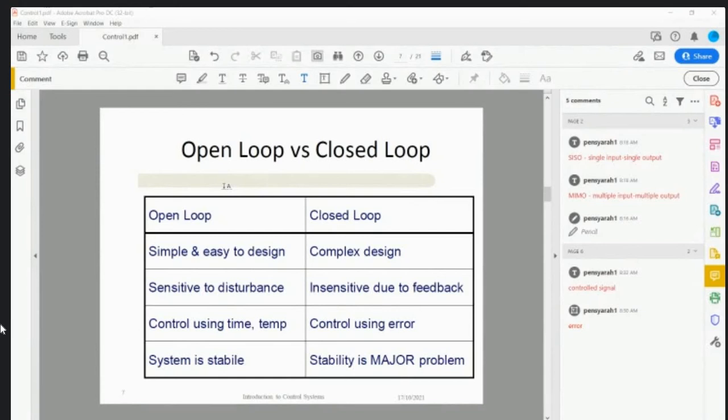So that's why we need to do stability analysis, which I said in chapter 4, I think. Stability analysis. All right, so this is the comparison for the open loop and closed loop system.